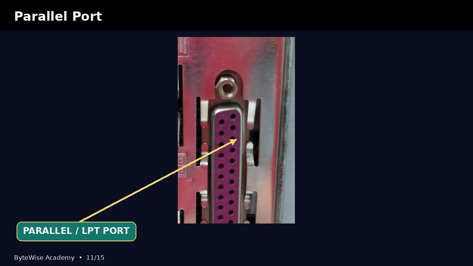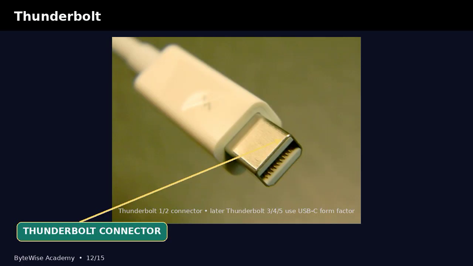Next one is the Thunderbolt. Let's look at it. Thunderbolt is a high-speed connectivity technology designed for demanding devices. Modern Thunderbolt connections commonly use a USB-C shaped connector. Depending on the implementation, Thunderbolt can support high-speed data transfer, displays, and power through a single connection. This is especially useful for devices such as high-speed external storage, docking stations, and professional displays.